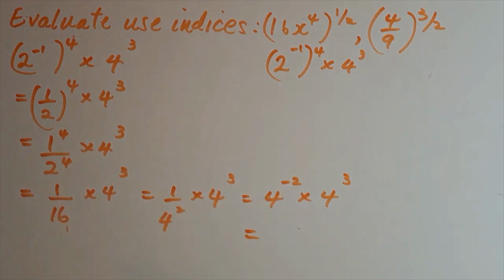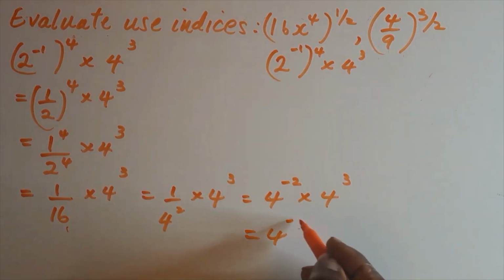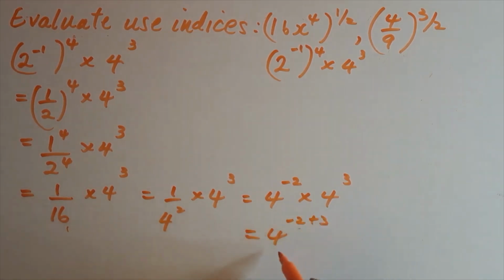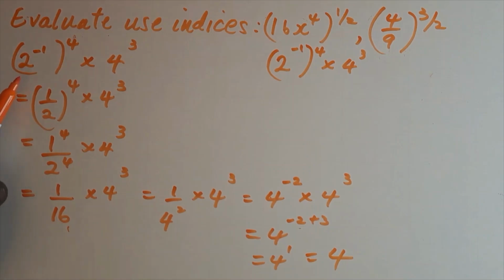We apply the law of indices, which indicates that we can add indices because the bases are the same. So this becomes 4 to the power of -2 add 3, 4 to the 1, which is 4. So this evaluates to 4.